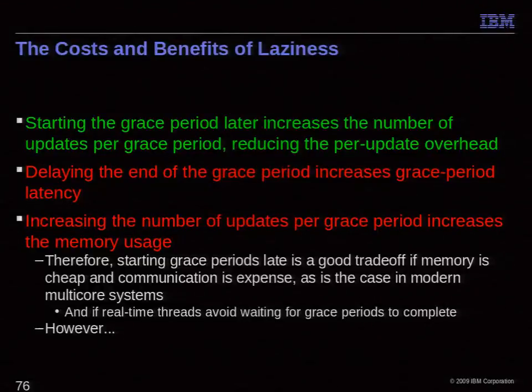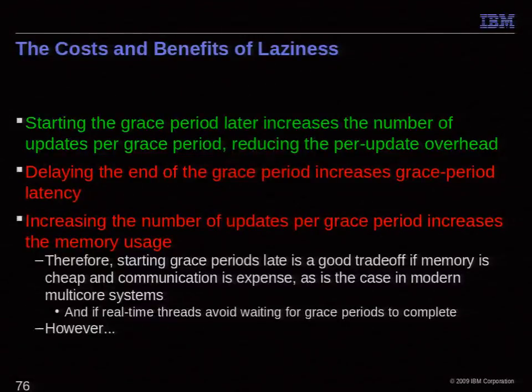But what that means is that starting grace periods late and ending them late is a really good trade-off if memory is cheap and communication is expensive. And that's what happens in most modern systems. There are some embedded systems where you want to be a little bit more careful, but for most large servers, you've got a lot of memory. And the cost of getting from one CPU to another is quite large, as we saw earlier.